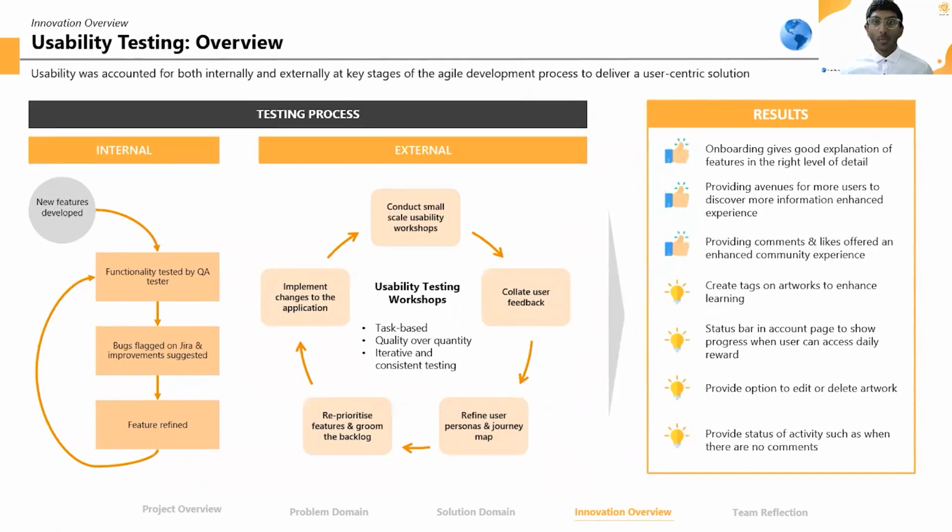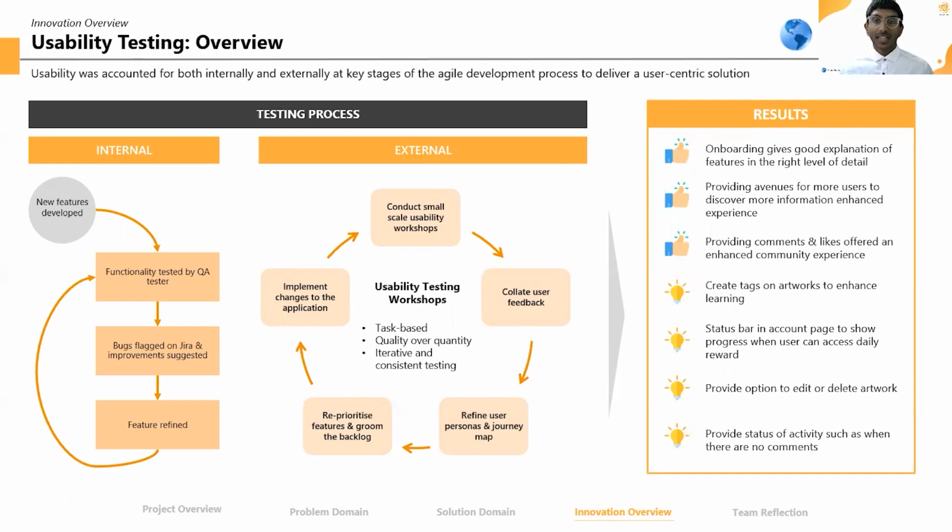Usability was accounted for both internally and externally at key stages of the agile development process to deliver a user-centric solution. Internally, when a new feature was developed, the functionality was rigorously tested by designated quality assurance testers. Bugs were immediately flagged on Jira and the feature underwent refinement.